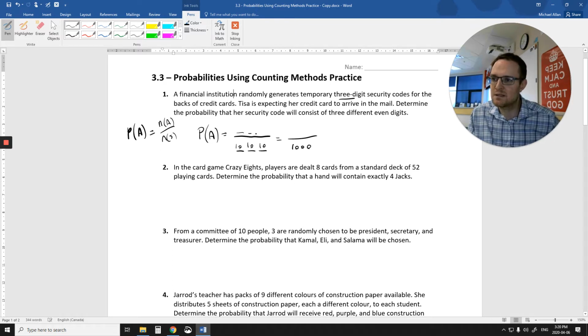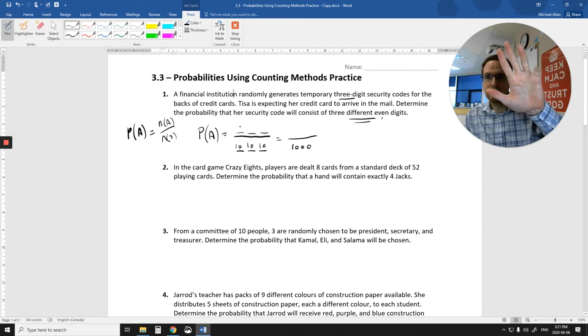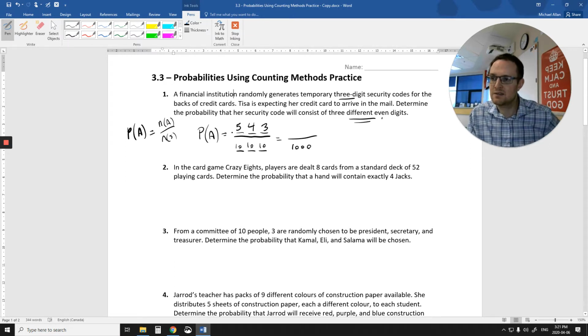But she specifically wants 3 different even numbers. So there are 5 even numbers: 2, 4, 6, 8, and 0. I would consider 0 to be an even number, so that would count. So she has 5 choices for that first one, but she wants a different one for the next one. If I chose a 4, I would have 4 choices left. If I chose another one, I would only have 3 choices left. So in this case, I have 20 times 3, so I only have 60 possible numbers here.